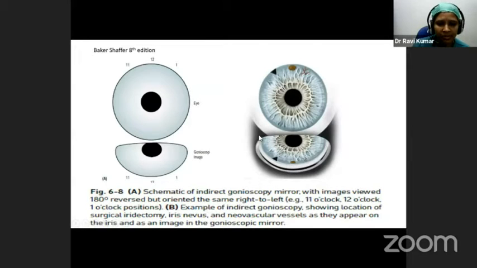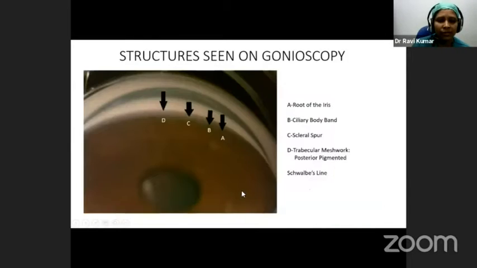But it is not laterally reversed. So what we see on the right-hand side will remain on the right-hand side. What we see on the left-hand side will remain on the left-hand side. So when we put a gonioscope inside the eye, these are the normal structures seen in gonioscopy. The posterior most structure is the root of the iris, followed by the gray colored ciliary body band. Then follows the white colored scleral spur, the pigmented trabecular meshwork, and then the anterior non-pigmented trabecular meshwork, then the Schwalbe's line.